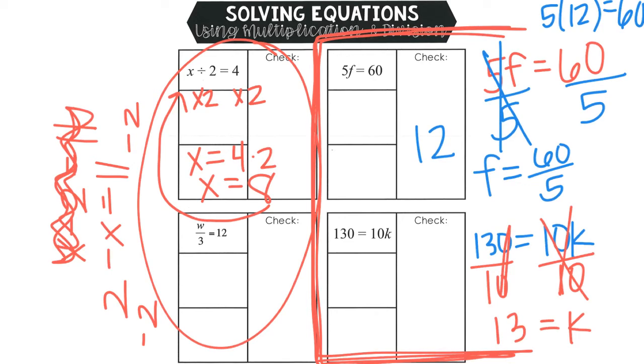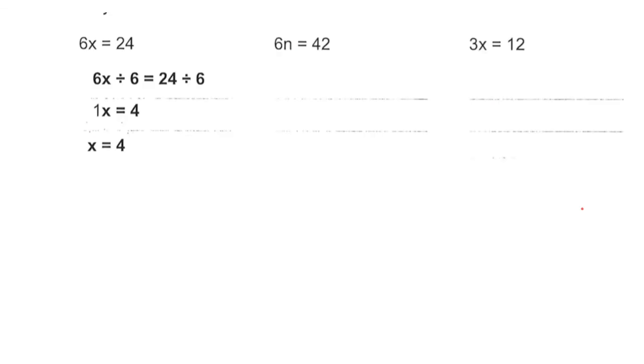Okay, so sorry guys, I got interrupted. But I left this example up here for you. It says 6x equals 24. So to cancel out the multiplication, 6x, I'm going to divide by 6, which would cancel out my 6s, and I'd be left with x equals 4.